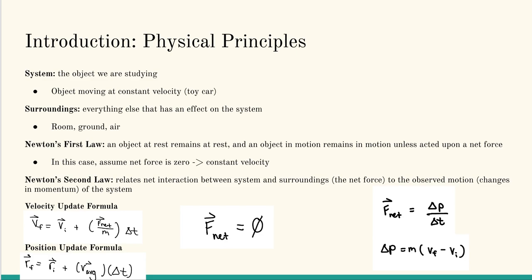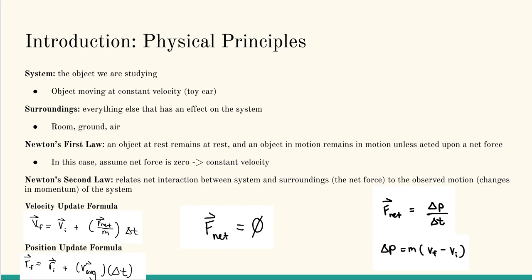This lab was based on Newton's first law, which mainly said that an object in motion remains in motion unless acted upon by a net force. And we assumed there was no net force, so there was a constant velocity. The net force is equal to the change in momentum over change in time, according to Newton's second law. And the change in momentum is equal to mass times change in velocity. So since there was no change in velocity, there was no change in momentum, which resulted in a zero net force, and then this resulted in the constant velocity in the velocity update formula, because final velocity equaled initial velocity when there's zero net force.